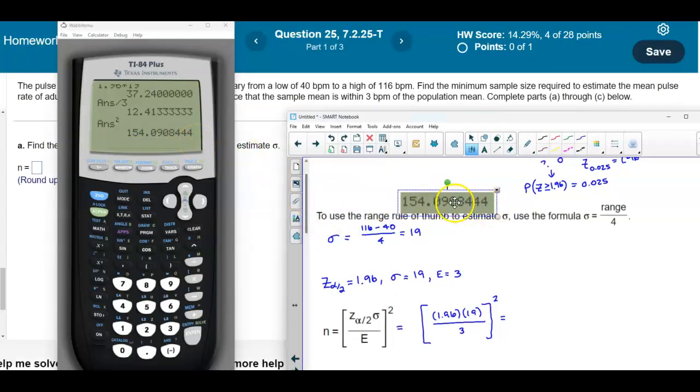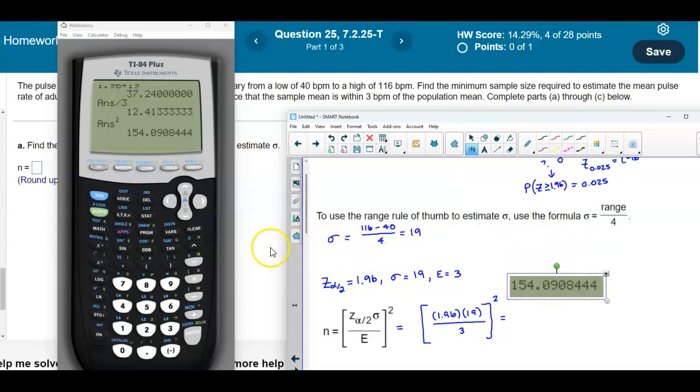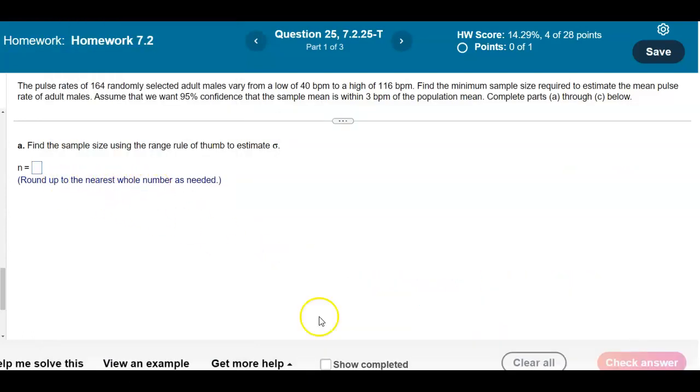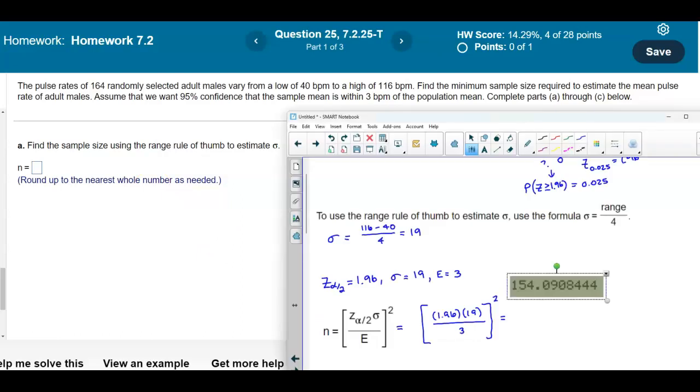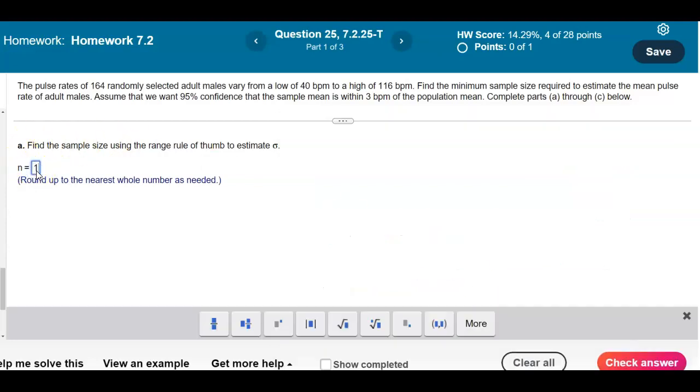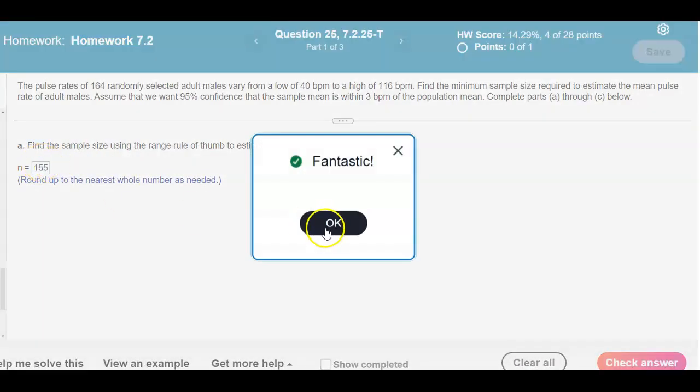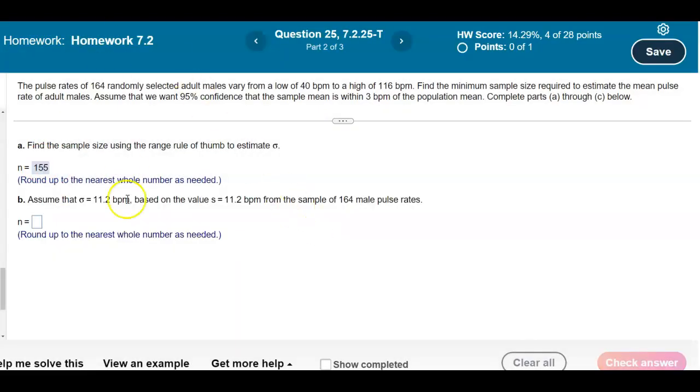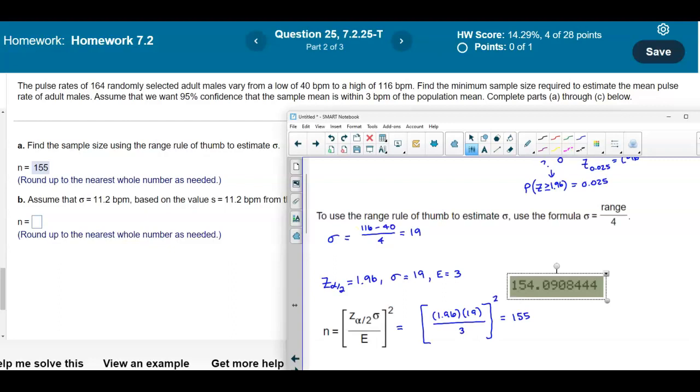We end up getting 154.090844. It needs to be rounded up to the nearest whole number, so we round this up to 155. Let's put our answer in here, and there's our result. Now in part B, it says now assume that we are given that the population standard deviation is 11.2 beats per minute, based on the value of the sample standard deviation from the sample of 164 male pulse rates.